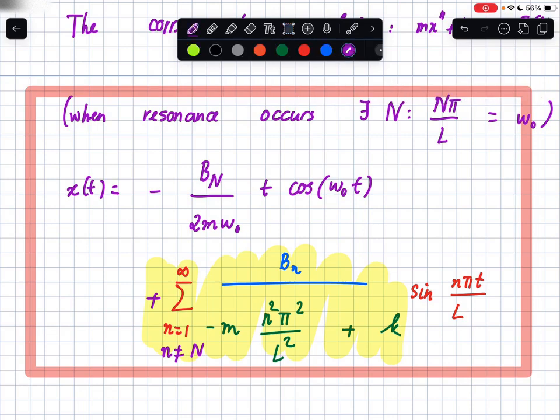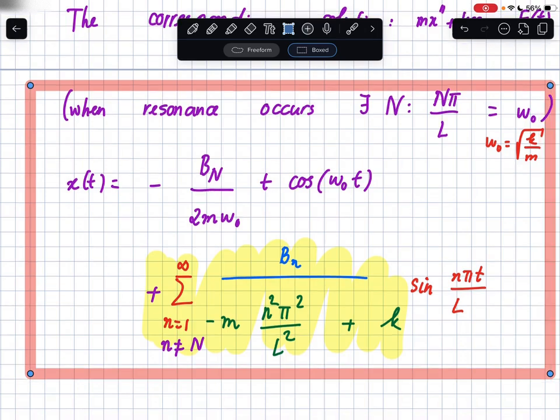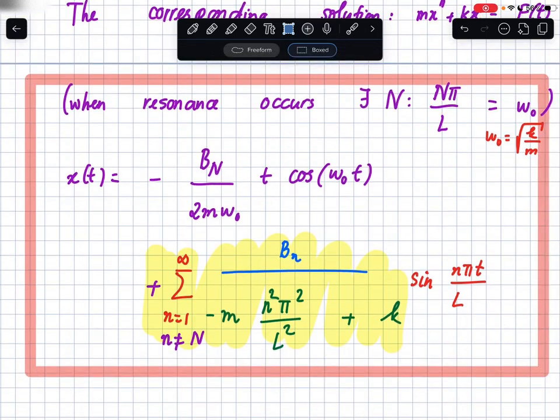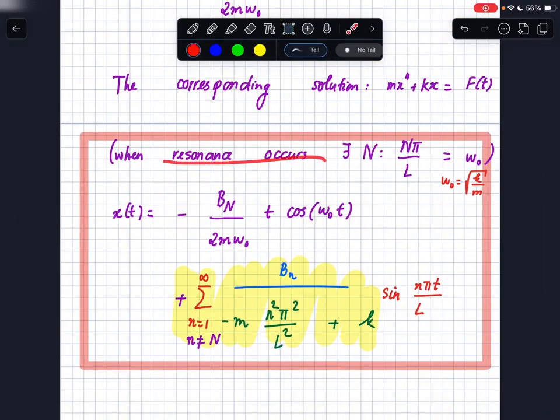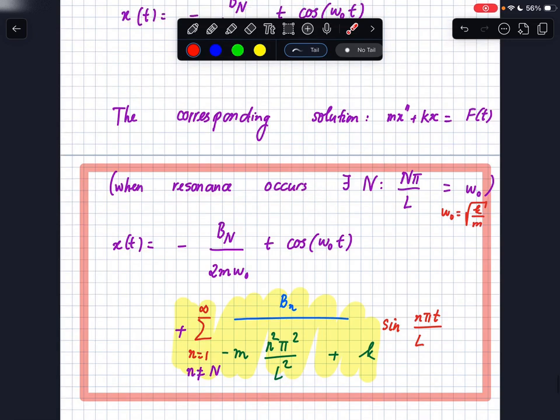So omega naught here equals square root of k over m. For an exercise, for example, they could ask us to check if resonance occurs or not. Then you would check whether there exists a natural number n so that this one equals the natural frequency.